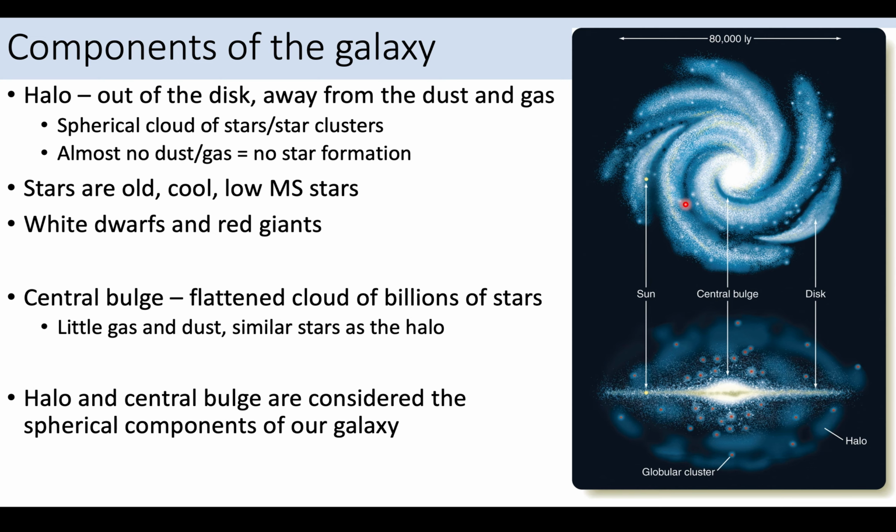So it's the halo, the large halo, and then the central bulge that are considered to be what we call the spherical components of our galaxy. So the galaxy is a sphere, even though really it looks like it's a disk, because of our halo. There's the halo and then the central bulge that are the spherical components.